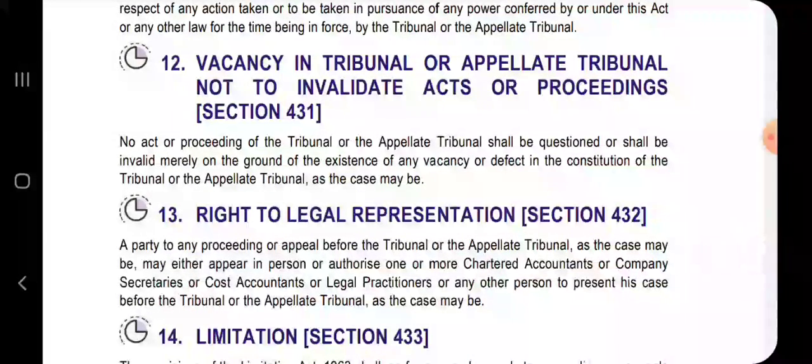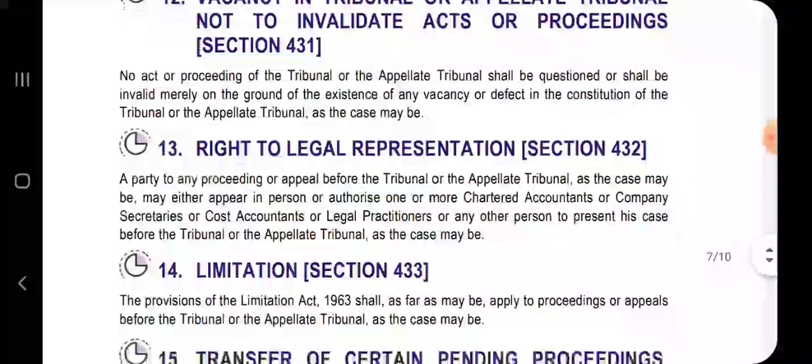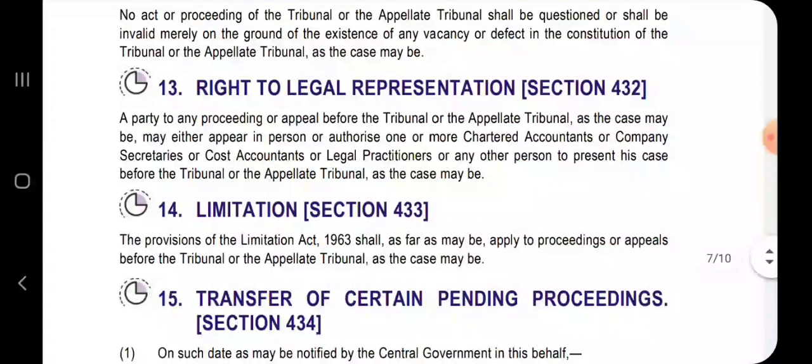And then section 431. If there is any vacancy of members, either judicial or technical, in the tribunal or the appellate tribunal, and an order has been passed by the tribunal or appellate tribunal, then such order shall not be invalidated because of the vacancy in the constitution of NCLT and NCLAT. Section 431 says vacancy in tribunal or appellate tribunal not to invalidate acts or proceedings. Hope you are clear.